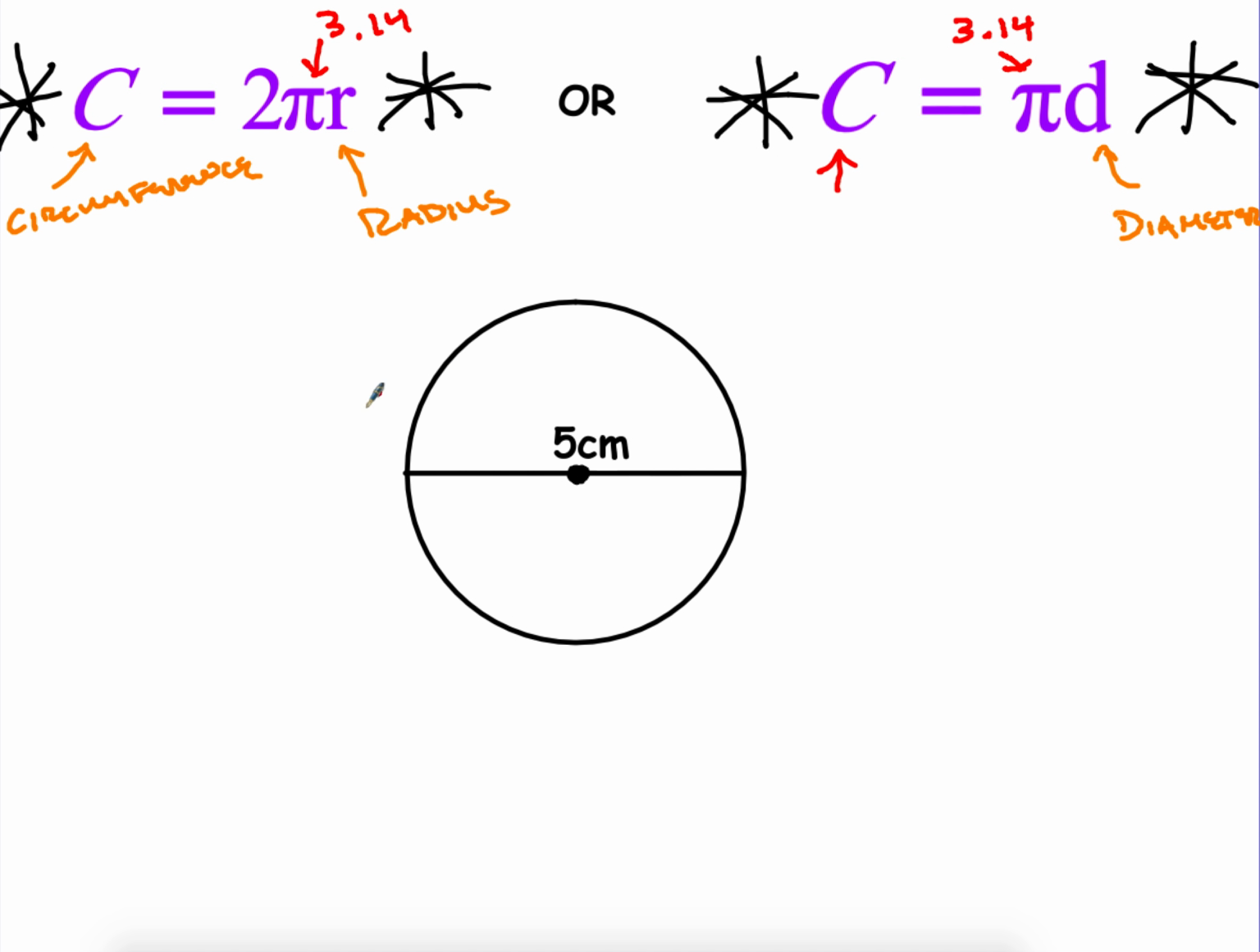So here's the type of problems. You're just going to be given a circle, and you're going to be asked, hey, what's the circumference? What's the diameter? What's the radius? You'll be asked one of those 3 things. You might see circumference, radius, diameter, and we have to fill out all 3 of these.